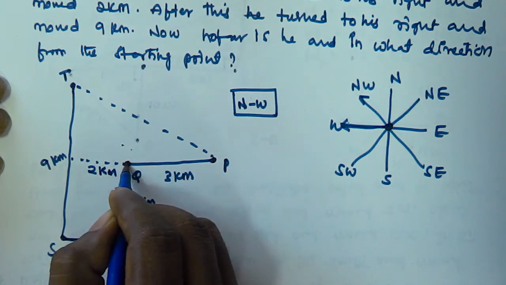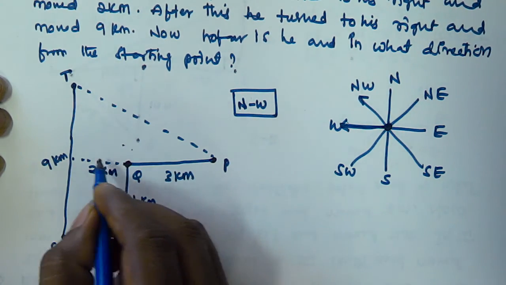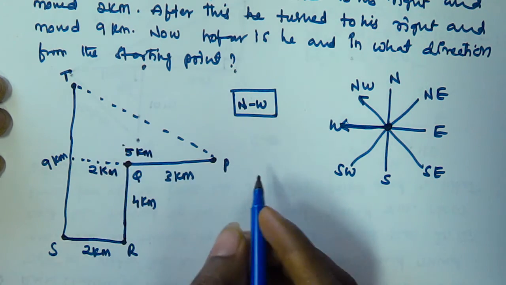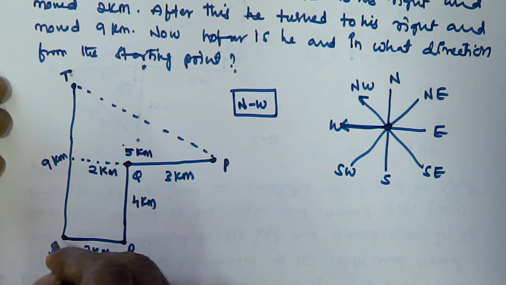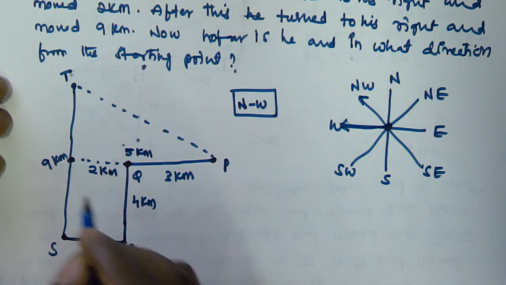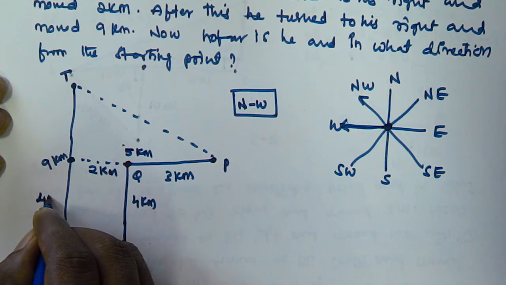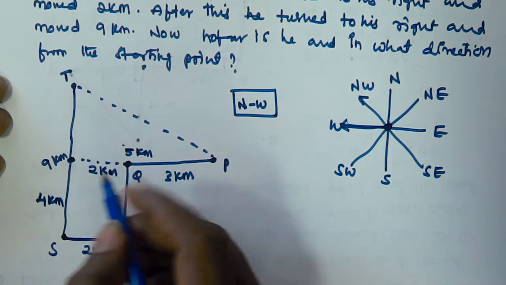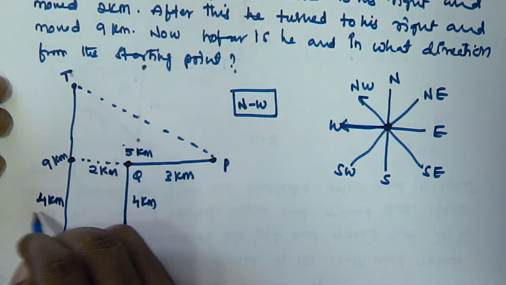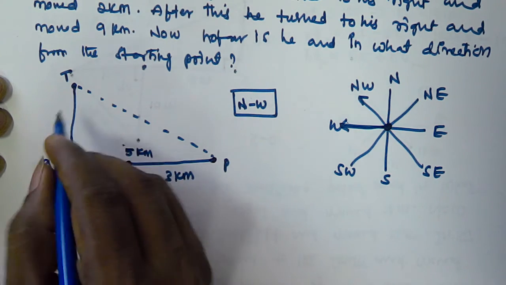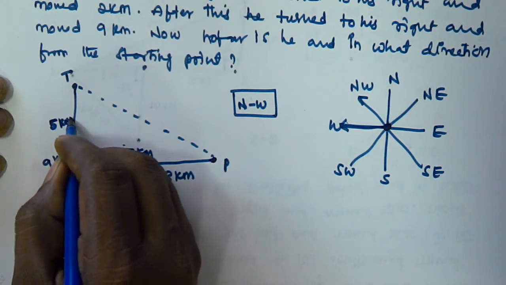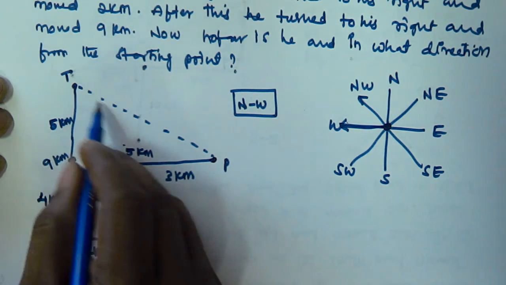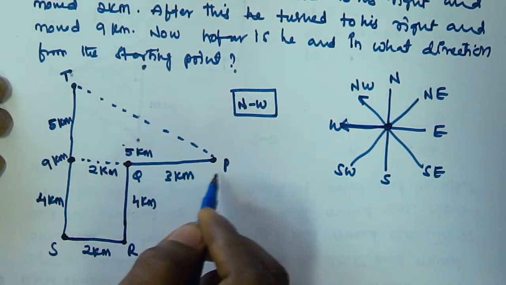Here to here is 3 kilometers, here to here is 2 kilometers, so the total distance of this one is 5 kilometers, right? Now this one is 4 kilometers, so from here to here it is also going to be 4 kilometers. But actually the total distance from S to T is 9 kilometers. So here to here it is 4 kilometers, then here to here it is going to be 5 kilometers. Now we know the distance of this one and of this one, so we have to find the distance of TP.